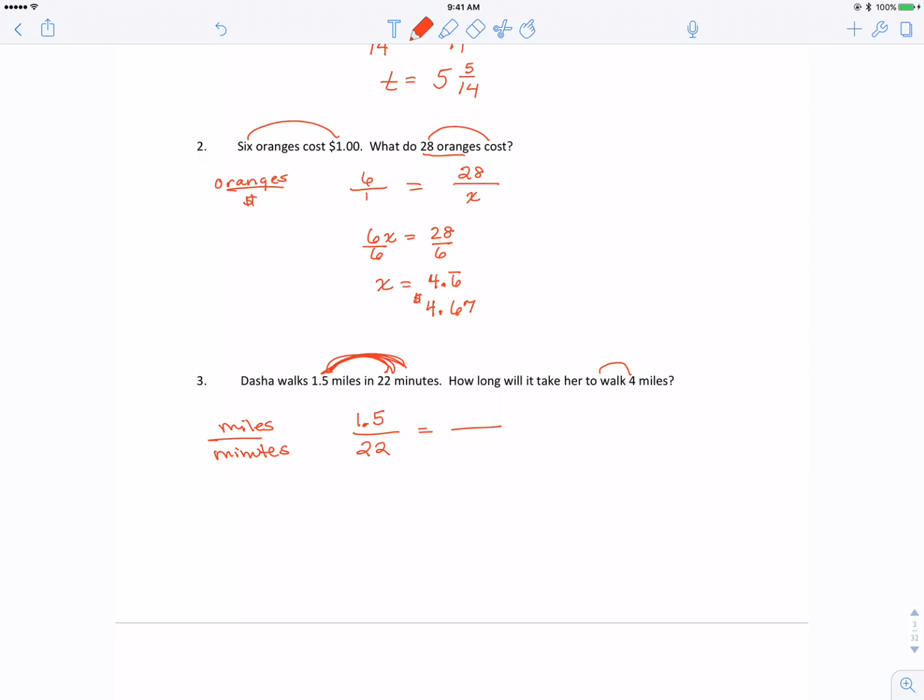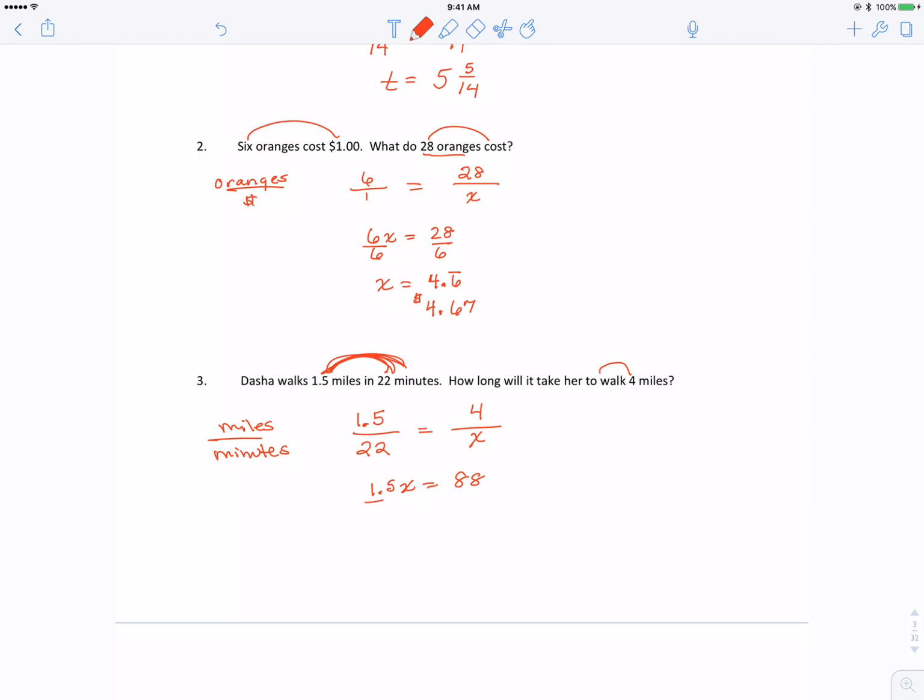I want to caution you, if they give you minutes and then they give you hours, you need to convert using 60 minutes in an hour. We will look at those shortly. I want to know how long will it take her to walk, so I'm asking for the time if she walks 4 miles. So there's your proportion, and as I solve, I cross multiply.